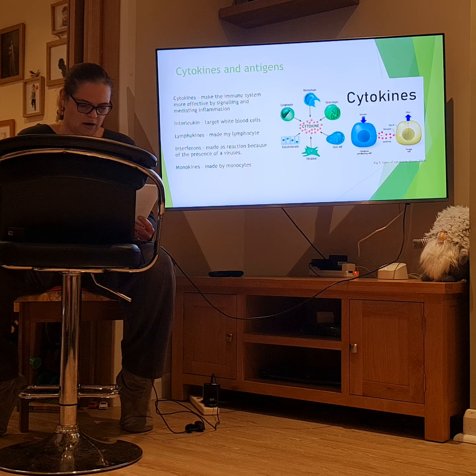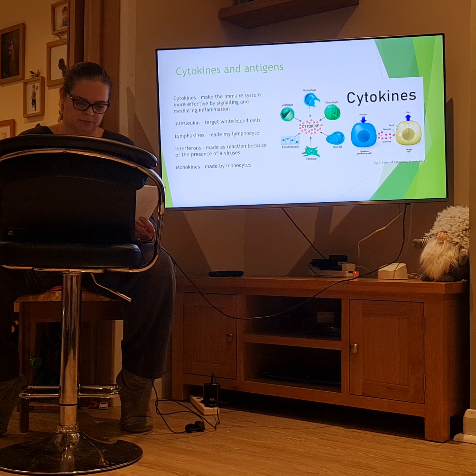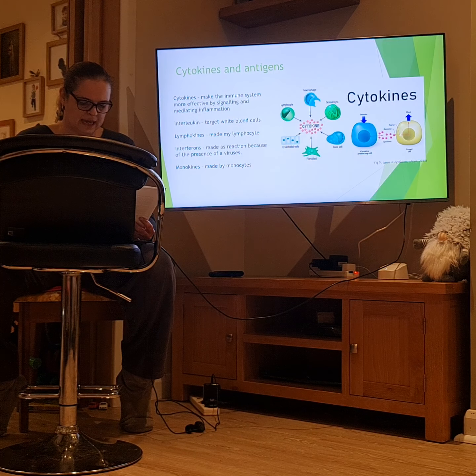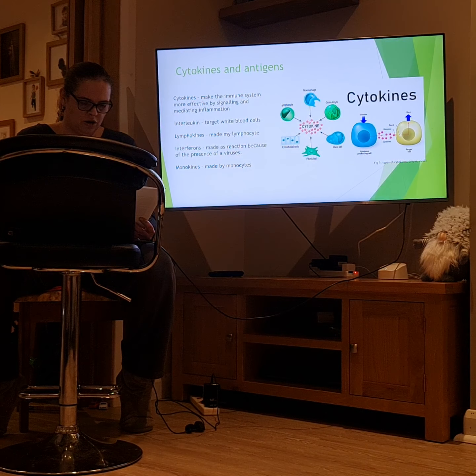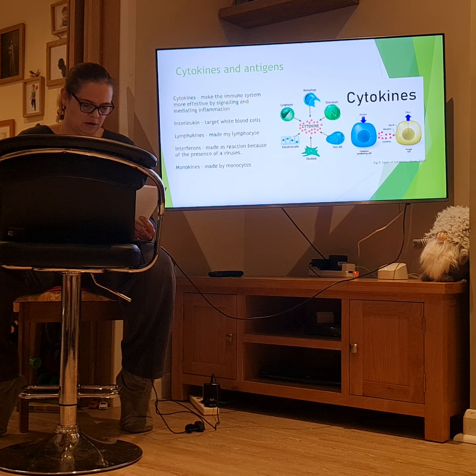Antigens are in different molecules, and they are responsible for alerting the body that they are being attacked. Pathogens need an antigen to enter the body. Neutrophils do not have antigens, but macrophages do.